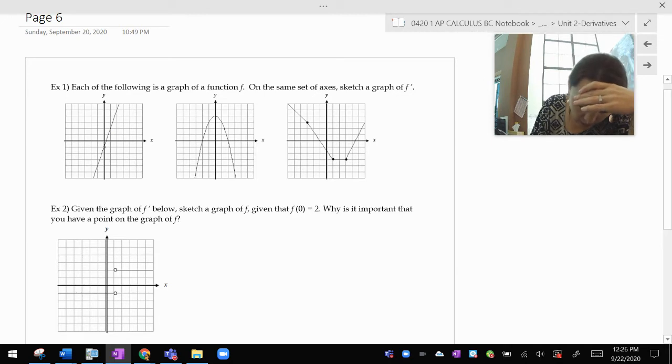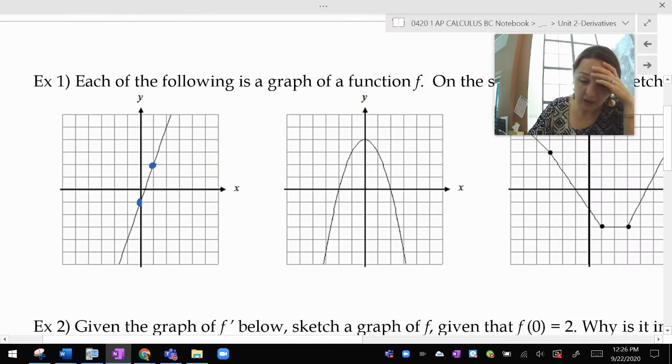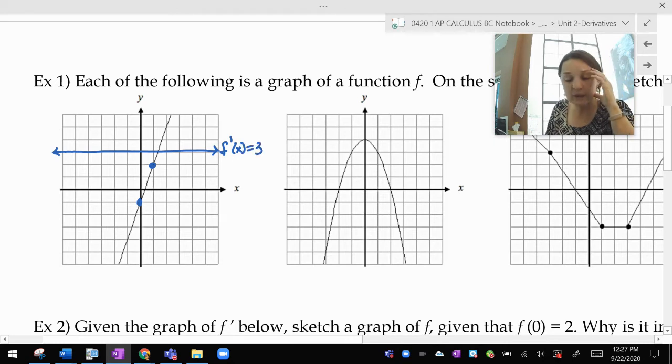Well, if I look kind of carefully at this line, its slope is up 3 over 1. So the slope of that line is always 3. So the value of the derivative is always 3 as well. That's going to be f prime of x right there, and it equals 3.